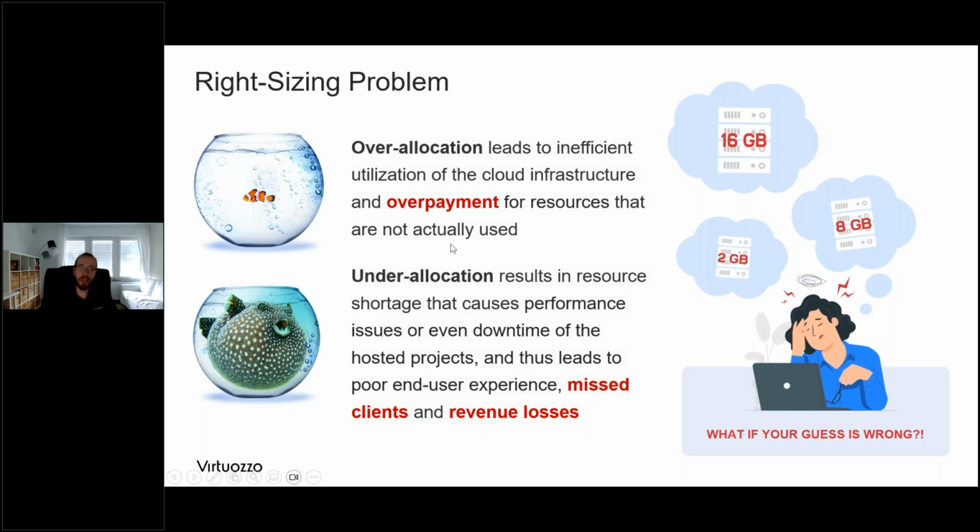And on the other side, with under-allocation, you have a very big fish, which has no space to do anything. This usually results in a resource shortage, which causes performance degradation, performance issues, even downtimes and crashes for all your projects and applications, and the end user experience will be very, very poor. And in the worst case, you will definitely lose revenue, just for the fact of under-allocation. So in over-allocation, you pay too much. With under-allocation, you will not earn a lot, because people will probably terminate their contract and look for some other hosting service provider with better underlying software.